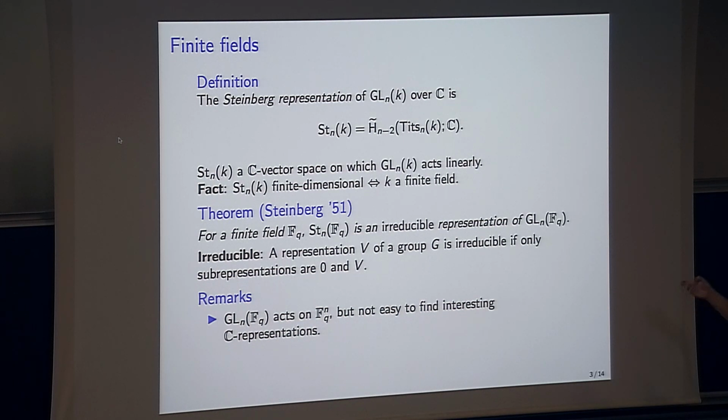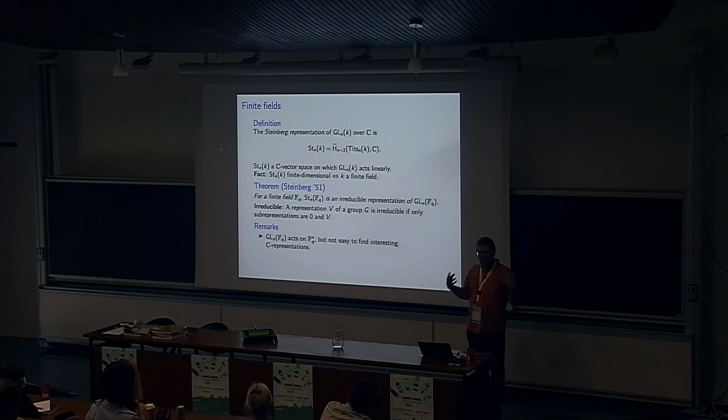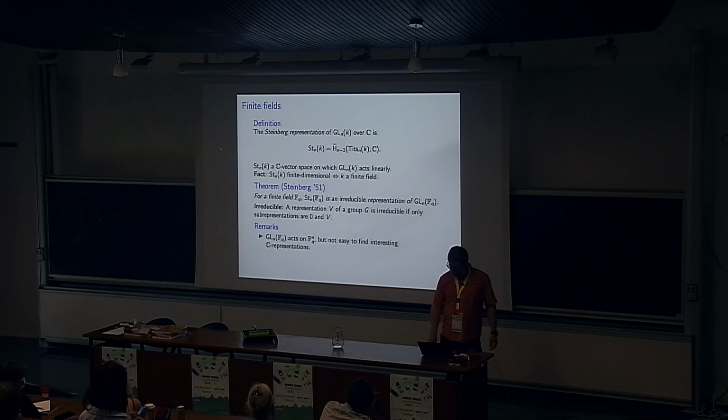GL_n(F_q) does not act on C^n. There's just no way to make it act like that. Non-trivially, well, there are one-dimensional representations, because you can take the determinant that maps to F_q^×, and so you can act by rotations. But if you have a representation that's more than one dimensional, it's usually quite high dimensional. So these are not so easy to write down. But they do show up in nature, and this is the most fundamental of them.